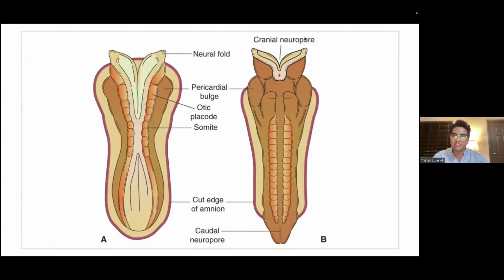So this is a visualization of what we just spoke about, showing your cranial and caudal neuropores. If you notice on this slide, you will see the somites, which will become a bit more important later on when we discuss the vertebra.